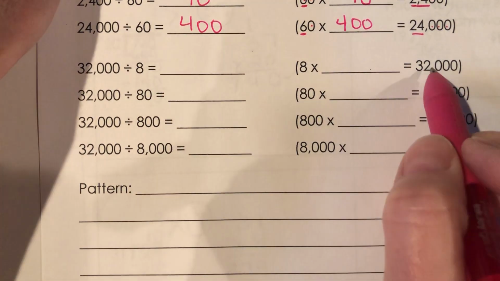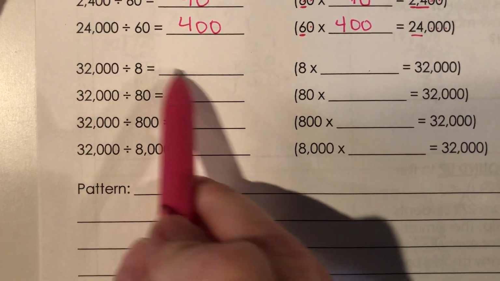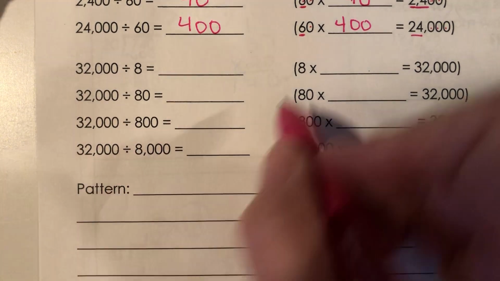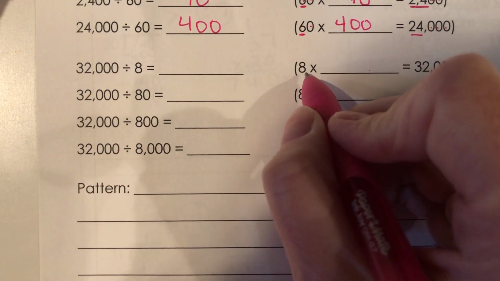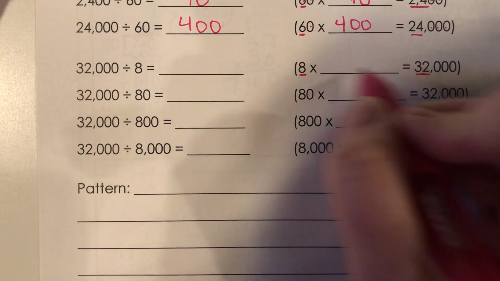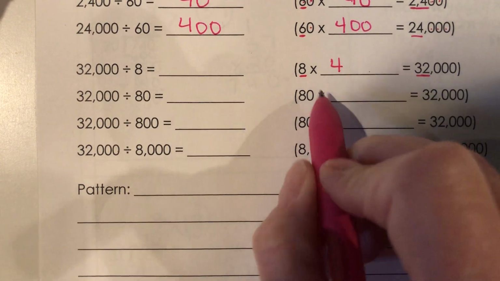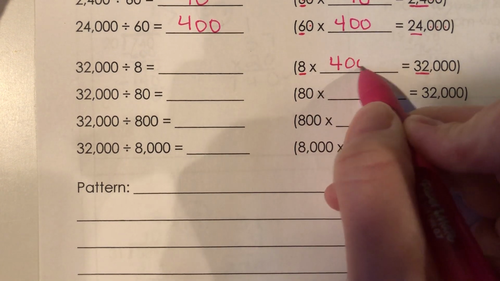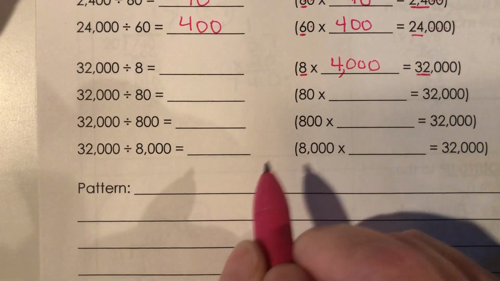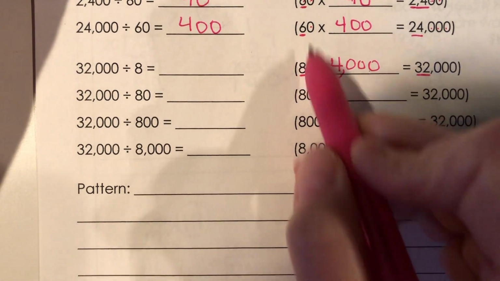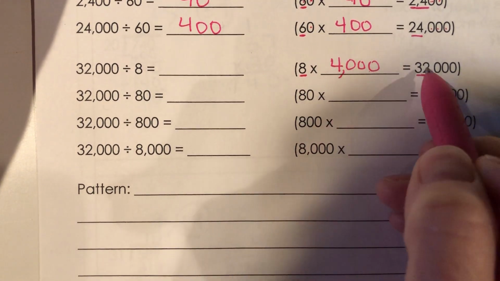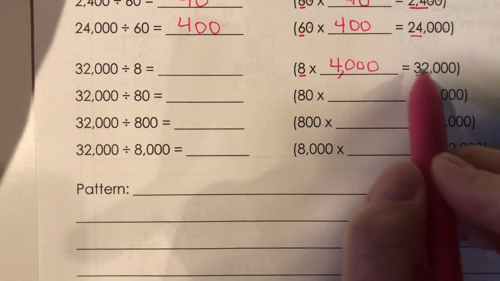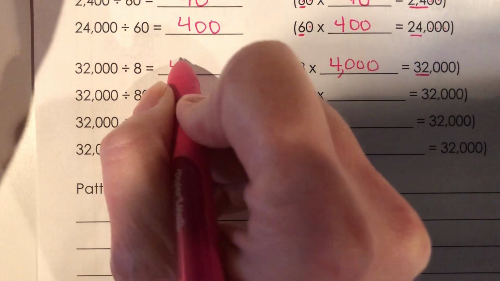So I want to know 8 times what would be 32,000, because this times 8 will give me 32,000, right? That's how multiplication and division work. So using our multiplying by multiples of 10, I know that 8 times 4 is 32. My answer has 3 zeros. That means I need 3 zeros in my problem. So 8 times 4,000. And does that work? Well, 8 times 4 is 32. 3 zeros, 3 zeros. So if 8 times 4,000 is 32,000, then 32,000 divided by 8 is 4,000.